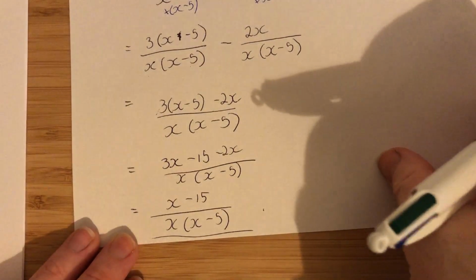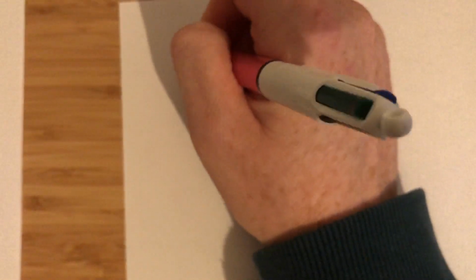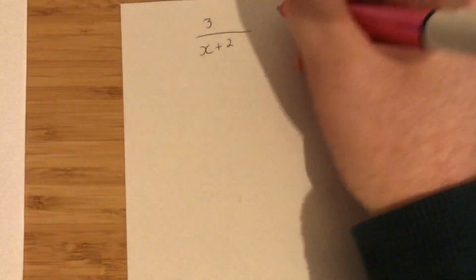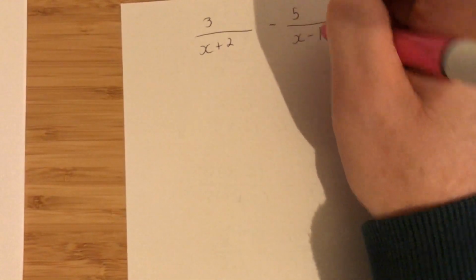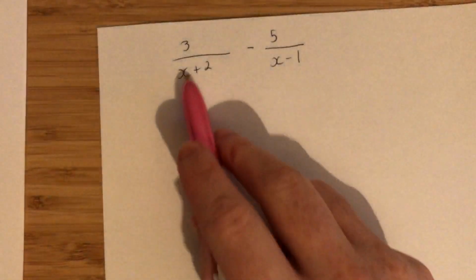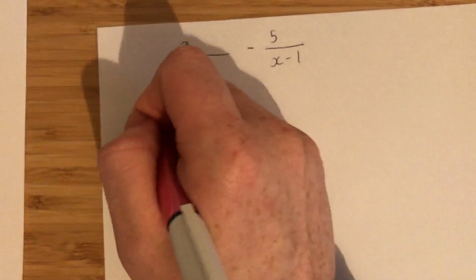So I'm going to do another subtraction one where we just have one more thing to think about. So this one here is 3 over x plus 2 minus 5 over x minus 1. So you can see we've got more terms on the bottom here now. Exactly the same process though.